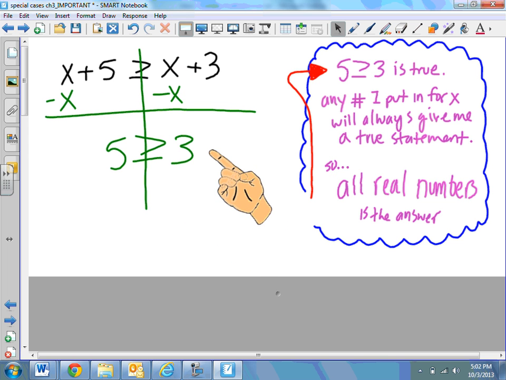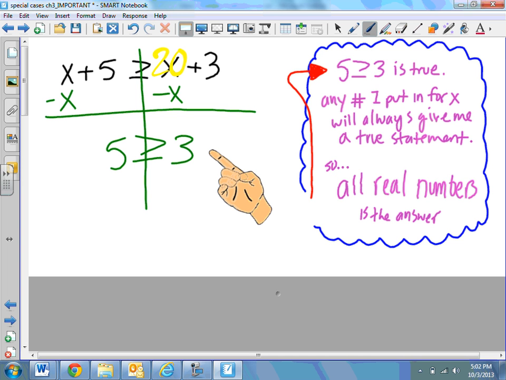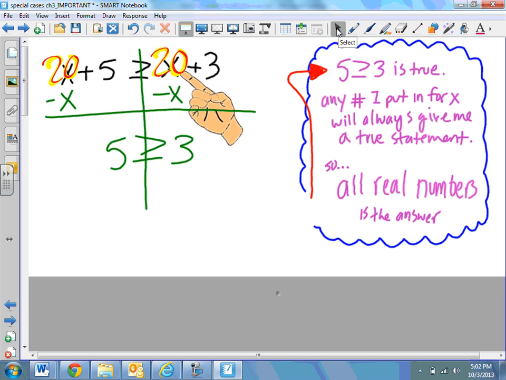For example, if I was to put, I don't know, let's just say 20s where the x's are. A 20 and a 20, right? If I was to put 20s there, that's a horrible color, huh? Let me use red. A 20 there and a 20 there. Well, that would give me 23 here, and that would give me 25 here. This side's always going to be bigger, regardless of whatever I put in here. So that's why this is all real numbers. Okay, moving on.